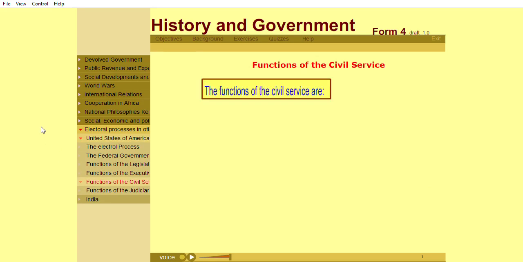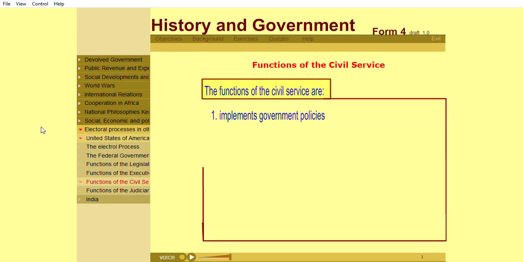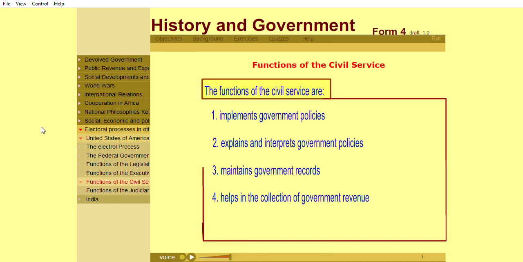The functions of the civil service are: implements government policies, explains and interprets government policies, maintains government records, helps in the collection of government revenue, and draws up development plans and government budget.